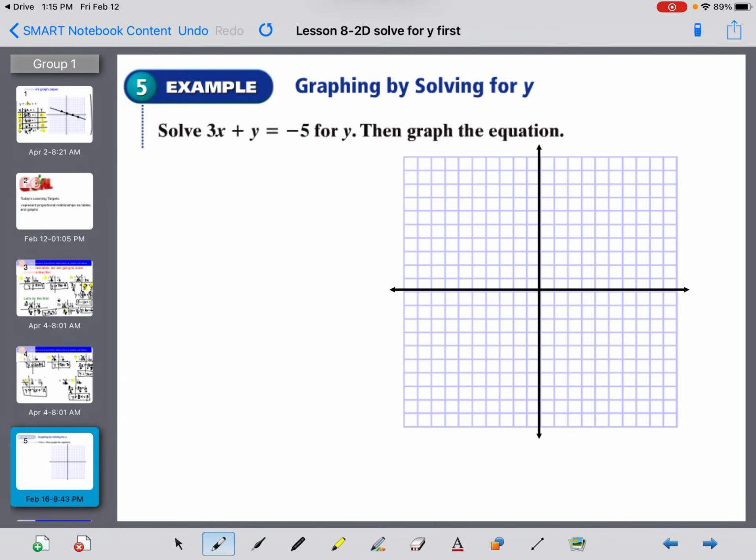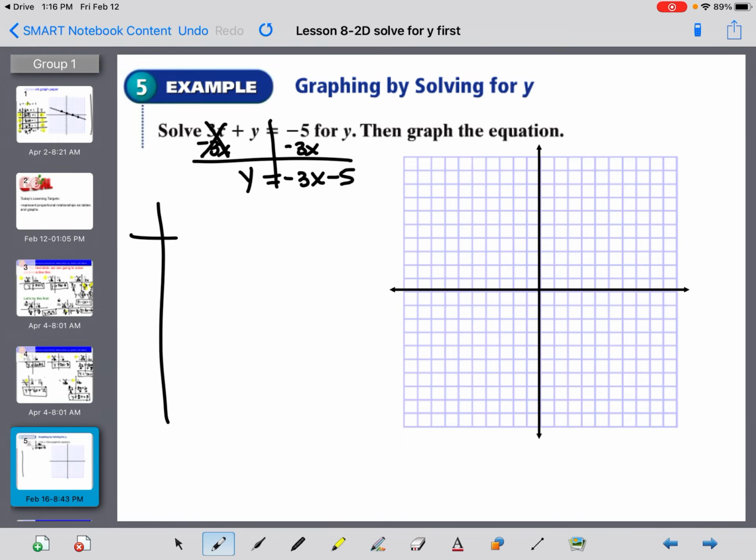All right, for this one, I'd really like you to try solving for y on your own. Pause the video, solve for y, make a table, graph it, then come back to compare your answer to mine. The first thing I see is I need to get the y by itself, so I get negative 3x minus 5. When I make a table, this is a whole number. Negative 3 is a whole number, so we'll go back to using negative 2.